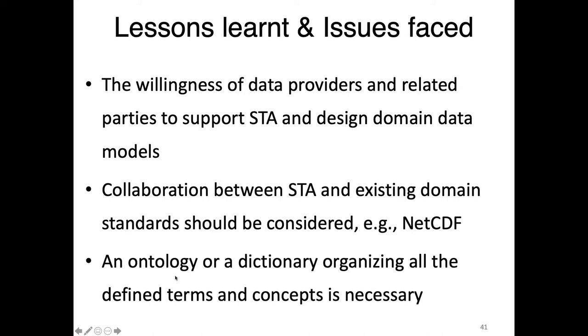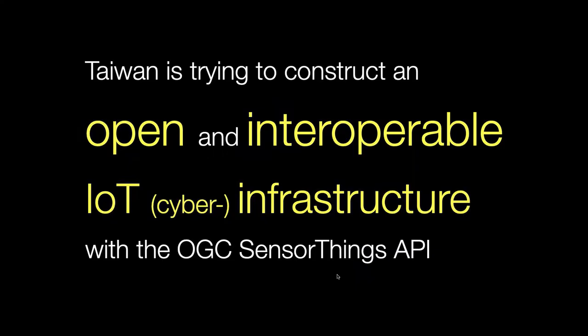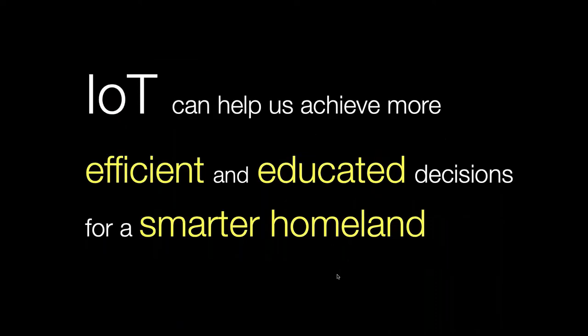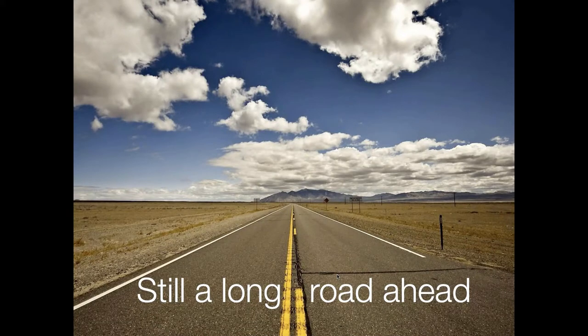And also we believe an ontology or a dictionary organizing all the defined terms or concepts is necessary so that we can provide more interoperability. Basically, this is the summary. Taiwan is trying to build an open and interoperable IoT cyber infrastructure with the SensorThings API. If we can integrate all the IoT resources, hopefully it can help us achieve more efficient and more educated decision making, and for the smart home. But we still have a long road ahead. That will be it.